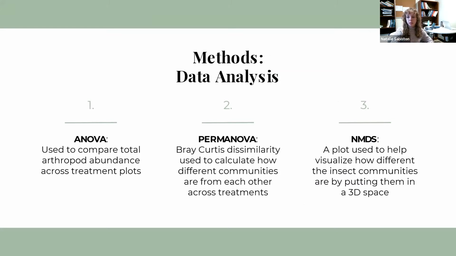Here, I wanted to determine if across different levels of treatments, is there a difference in abundance, and is this difference significant? The second data analysis method was PERMANOVA, and that was to compare arthropod communities across the treatment plots. It stands for Permutational Analysis of Variance. And in this specific test, I used the Bray-Curtis dissimilarity. I calculated that, and it's used to determine how different communities are from each other across the treatments.